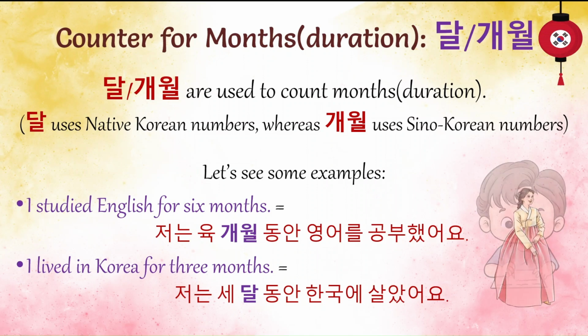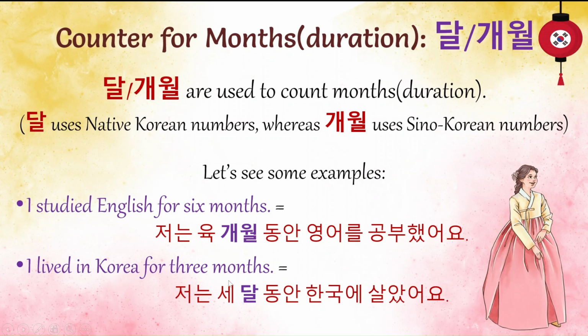Next, we have I lived in Korea for 3 months. 저는 3달 동안 한국에 살았어요. I is 저는, Korea, 한국. To live, 살다, past tense 살았어요. 3 months, 3달 동안. Okay, for a duration of 3 months.